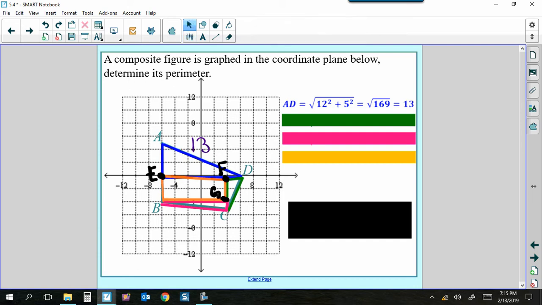All right. Next, I'm just going to go around. It's best if you just go around your composite figure. So I went here. Now I'm at D. I'm going to go to C. So this is another right triangle. So we can do Pythagorean theorem again.